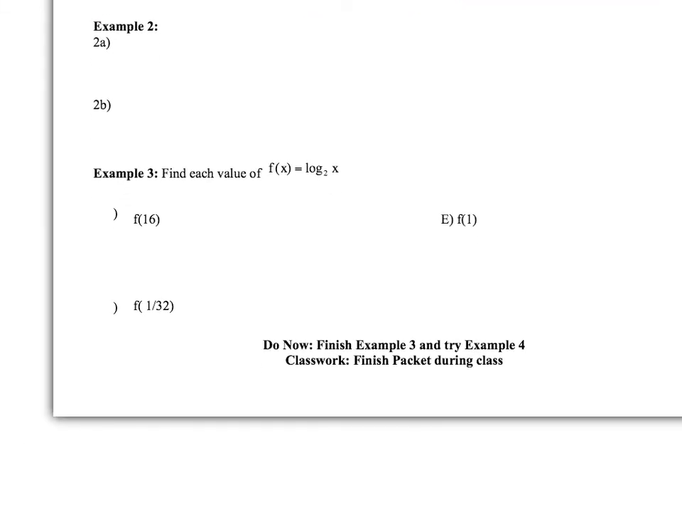Okay, let's look at example 2. So flip your page over, and again, you're going to have a lot of wording up there. It says a logarithm is an exponent to which the base must be raised in order to obtain a given value. For example, 2 cubed equals 8, so the logarithm base 2 of 8 is 3, and we write it as log base 2, 8 equals 3.